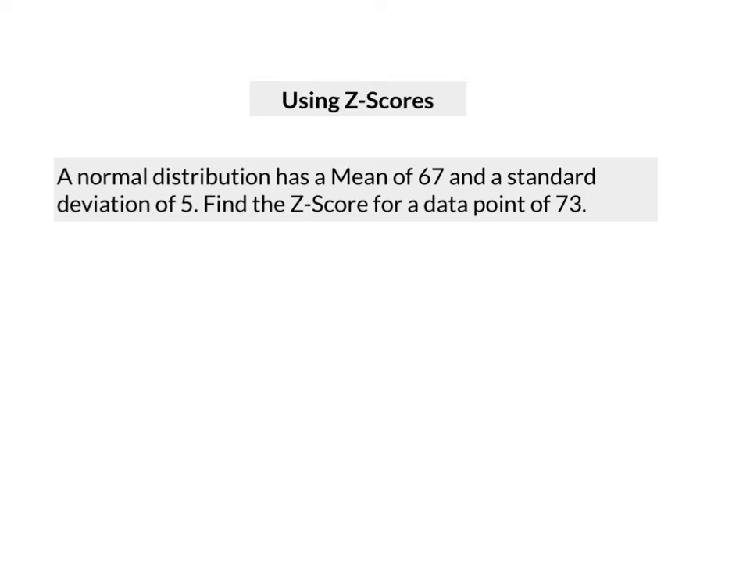So we're going to work on using z-scores, and the famous formula we've been using is z equals x minus the mean over the standard deviation, and that's exactly what we've got here. This is our z-score. This is our data point, which should be in every question. And these two are straightforward, the mean and the standard deviation.